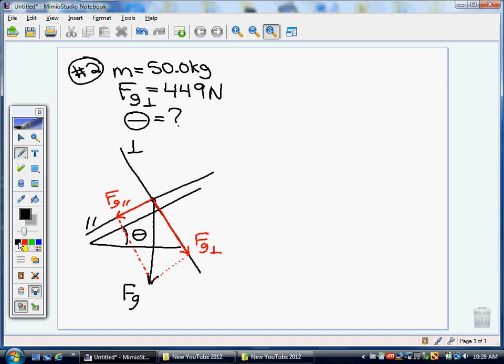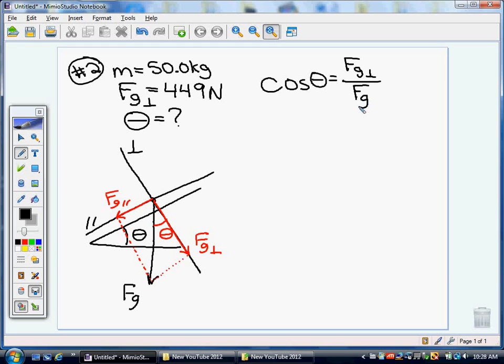Now, in order to solve this problem, we need to realize that the angle with respect to the horizontal is also the angle between F sub g and the perpendicular axis. So it will always be that way. We use similar triangles to prove that in class. So now, using trig, since the angle is between F sub g and F sub g perpendicular, our trig function using SOHCAHTOA will be that cosine of the angle is equal to the adjacent side, F sub g perpendicular, over the hypotenuse of the triangle, which is F sub g.